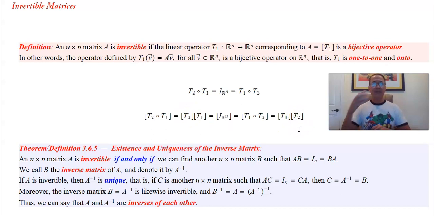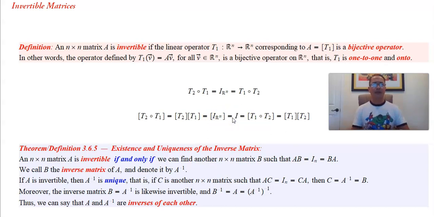Okay, so what does this mean? If you have this invertible matrix A, that means that T1 is invertible. It has an inverse operator T2. It also has its own matrix. So now, if you compose the two operators, you get the identity. But wait a minute. Who is this matrix? What does the matrix of the identity operator look like? That's what we call I sub n.